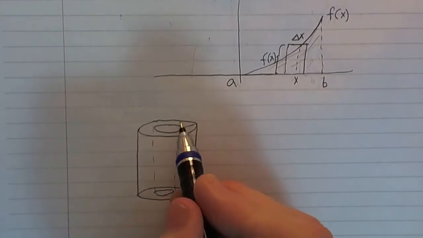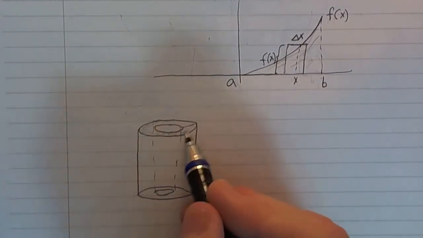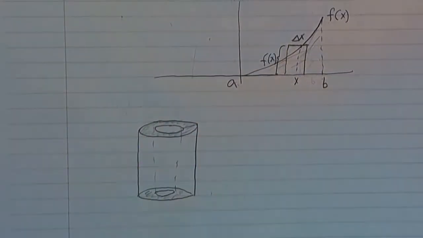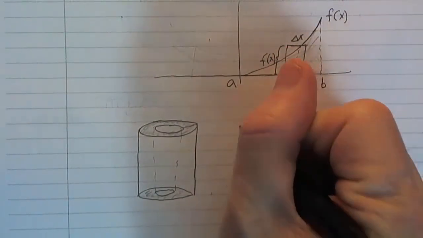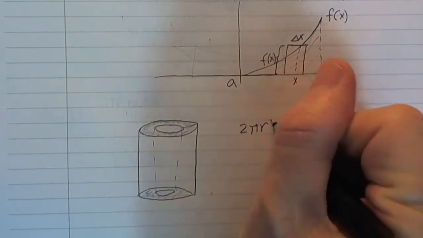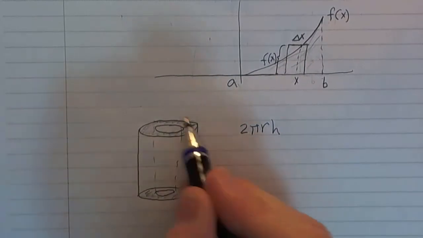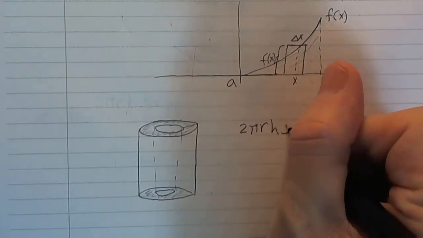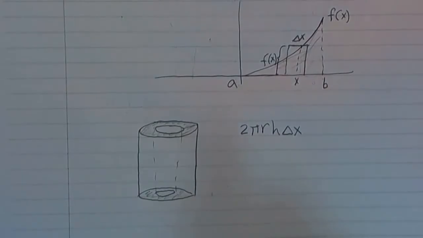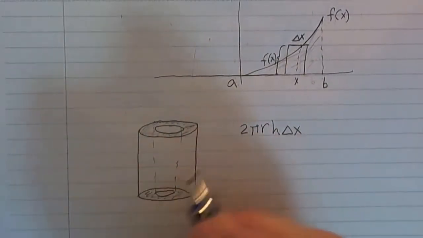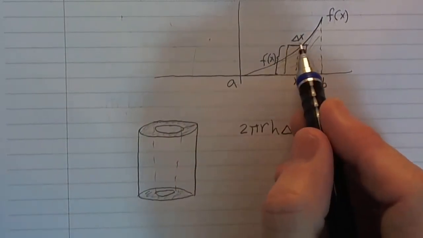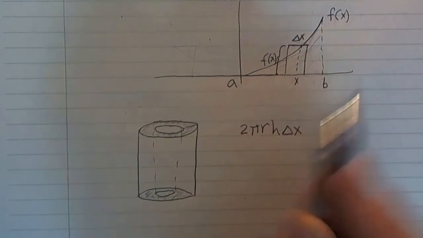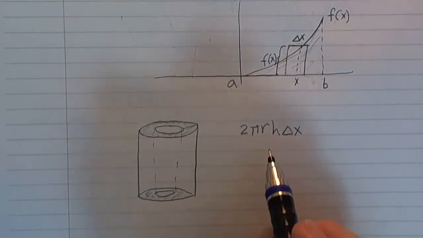Now think about what the volume of this hollowed out cylinder would be. Well, to get the volume, you would calculate 2 pi r times h. That would be the surface area of the cylinder, right? But then you have to multiply it by the thickness to get the volume. And the thickness there is delta x. That would be the volume of this cylinder. If we revolve this rectangle about the y-axis, this would be the way to calculate that volume.